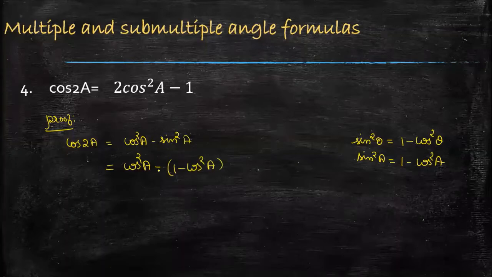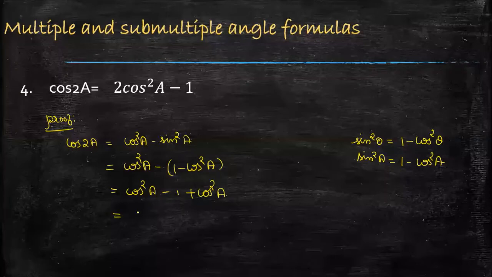Here, after the minus sign, we have to substitute two terms, so you will have to put a bracket. When I clear the bracket, minus minus becomes plus. Okay, so this is cos square A plus cos square A. Cos square A appears twice. So 2 cos square A minus 1. So here I have the formula.